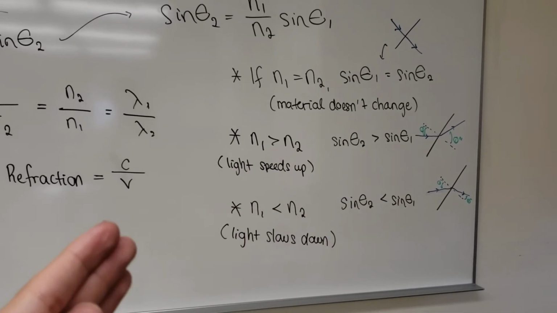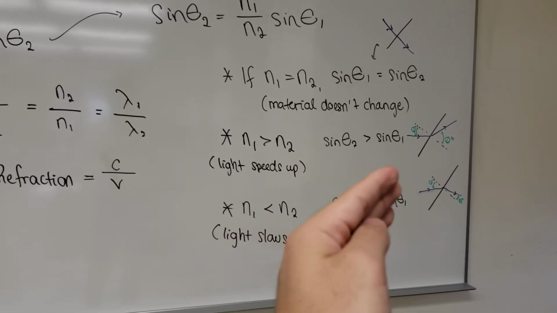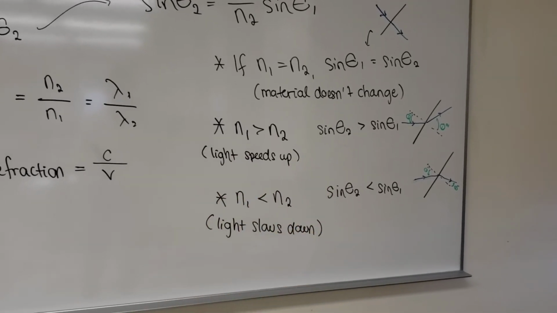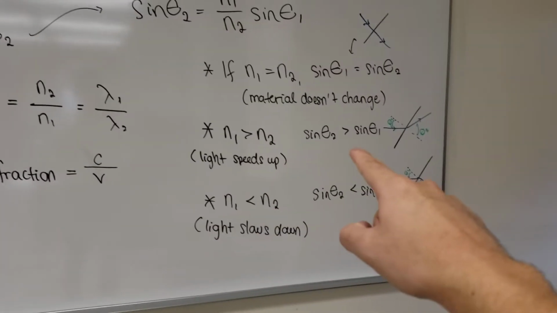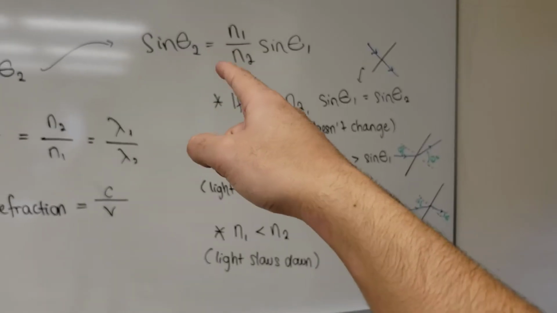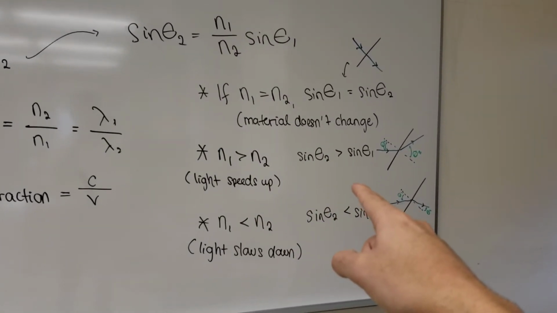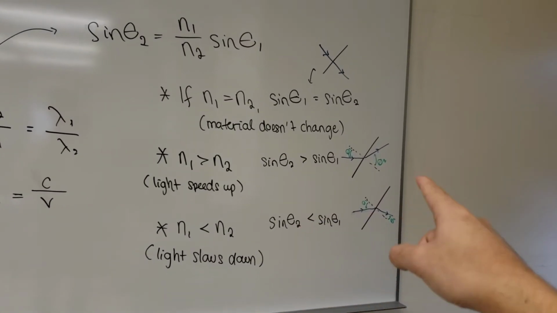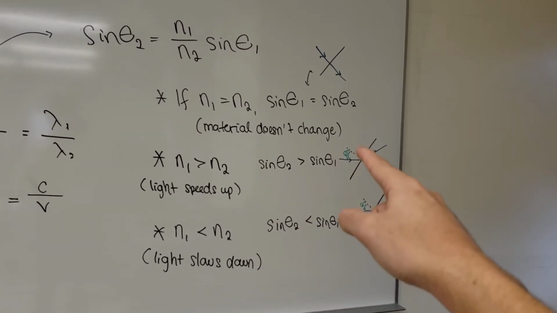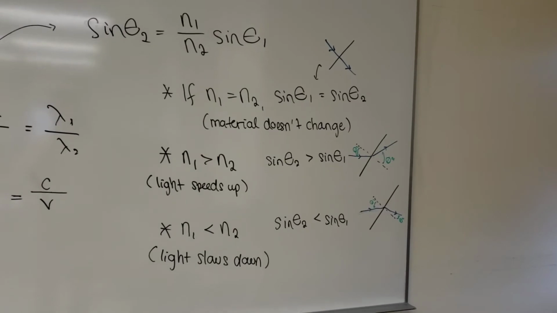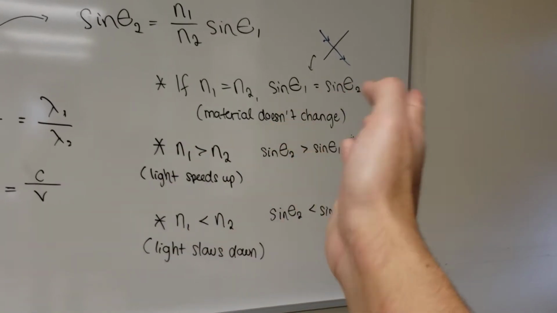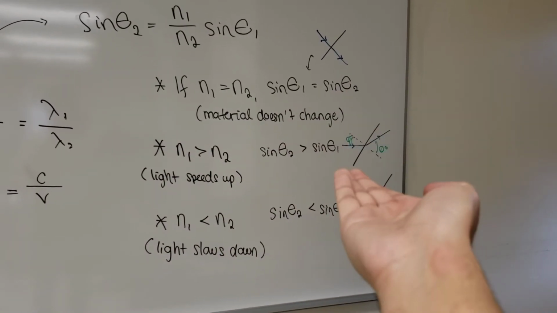That means that once light crosses from one material to the other, it's going to speed up. And if it speeds up, that means that sine of theta 2, based on this over here, if n1 is greater than n2, then sine of theta 2 is greater than sine of theta 1. What that's telling you is that theta 2 is going to be greater than theta 1. And the way I like to think of this is, if light speeds up, it wants to point away from the normal.